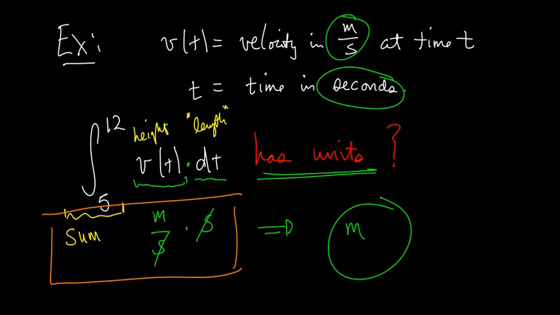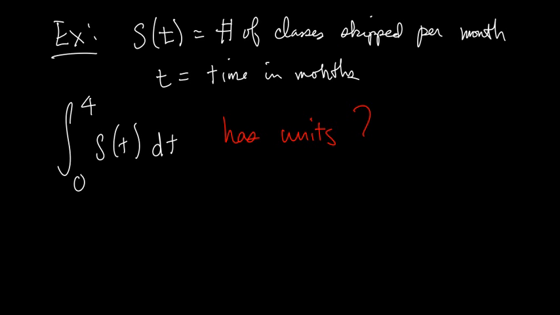Okay, that was simple. So basically all you have to do is plug in the units for the function you're integrating, then multiply by the units of dt. In other words, the units of the variable of integration. So let's do another example, to try to drive this point home. S of t, let's consider that to be the function that gives you the number of classes skipped per month. t is the number of months that have transpired.